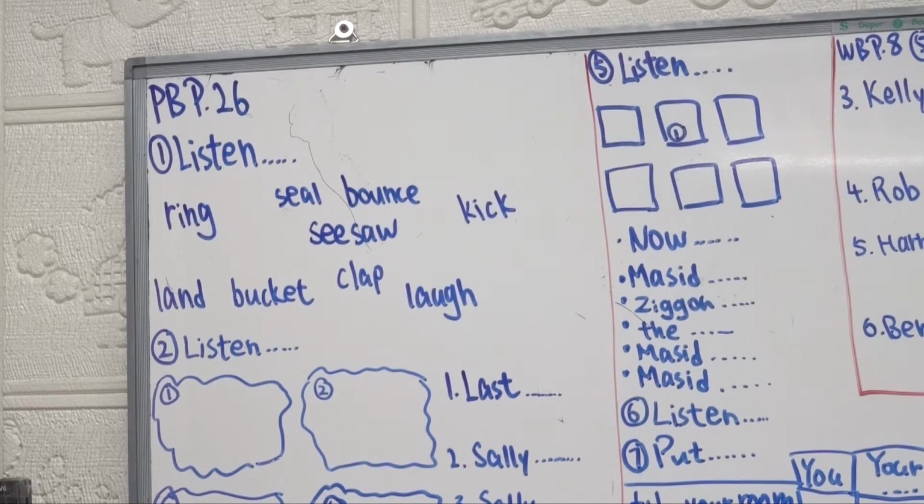So there's a picture of a bucket in front of you. Next one is an action, clap, right? And you clap with both of your hands, of course. Next one is laugh. This is also an action. How do you laugh? Ha ha ha ha. This is how you laugh. All right. So I've explained the meaning, right? Now you repeat the vocabularies.